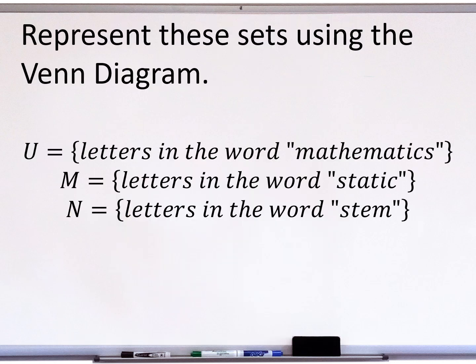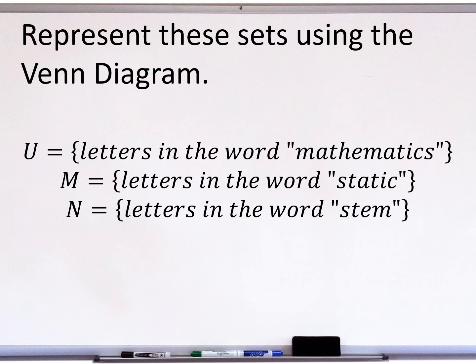Okay, what if you're given this problem? Represent these sets using the Venn diagram. You're given the universal set U and the subsets M and N. As you can see here, U is the set of letters in the word mathematics. Set M is the set of letters in the word static, and set N is the set of letters in the word STEM.